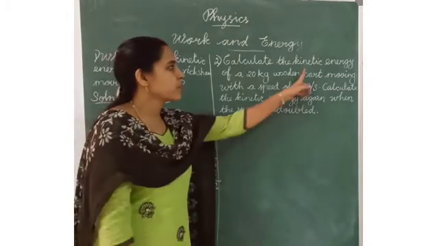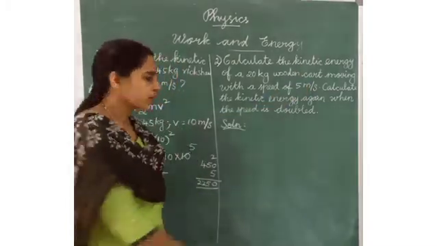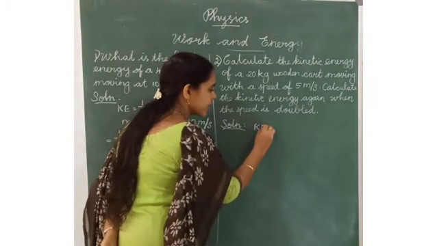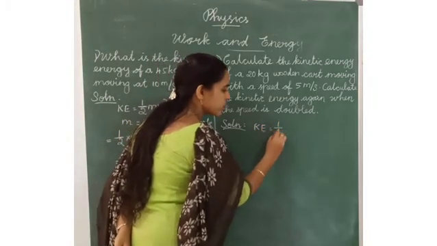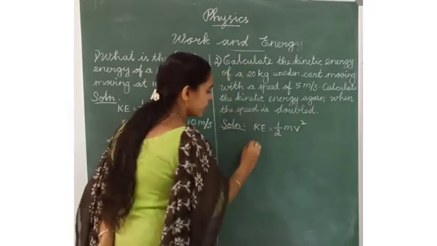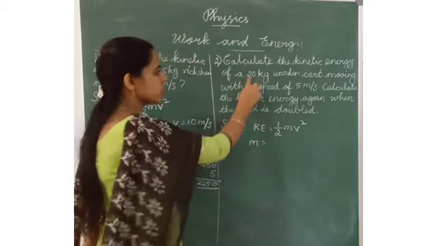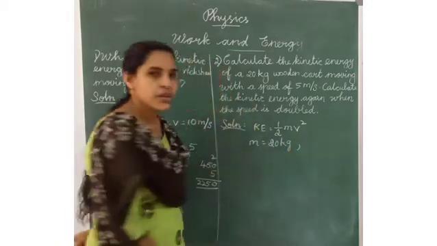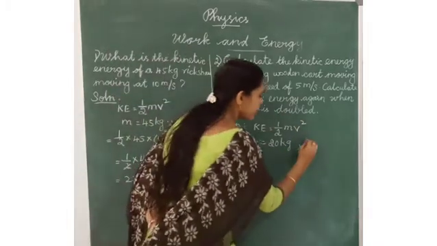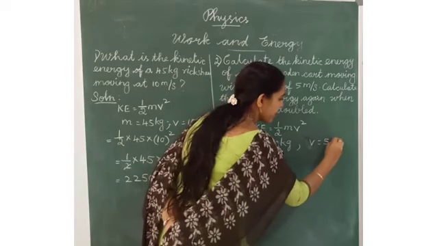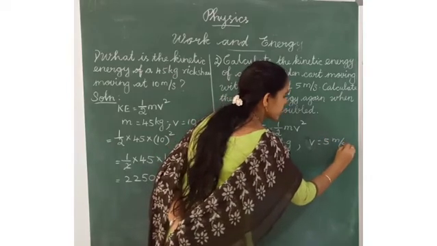Here also we have to find kinetic energy. Kinetic energy is equal to 1 by 2 m into v square. M is the mass, so 20 kilogram. V is equal to 5 meter per second.